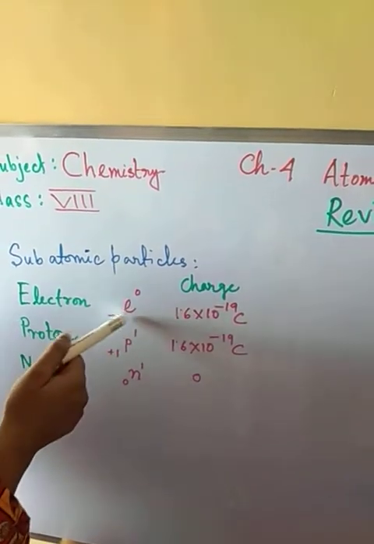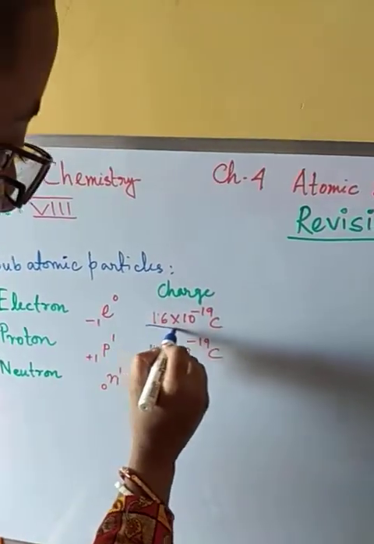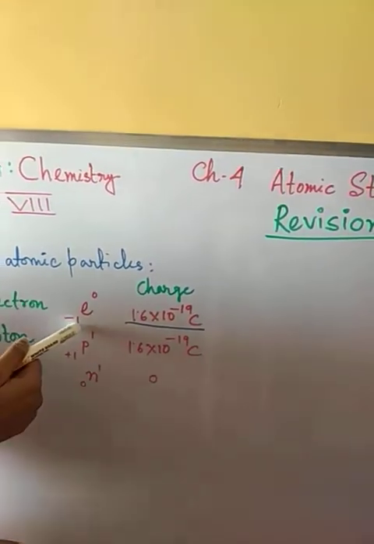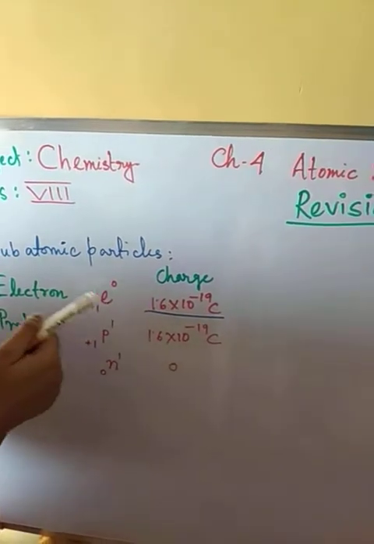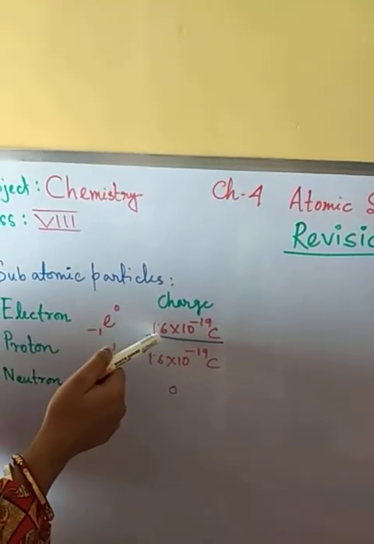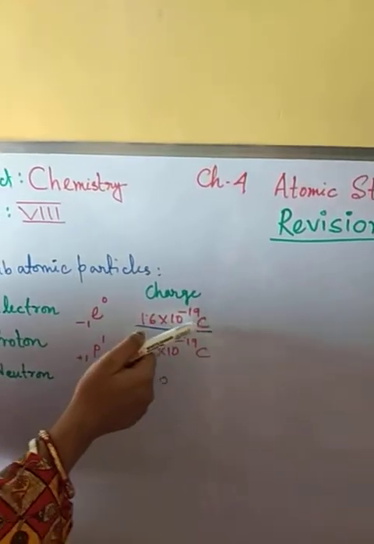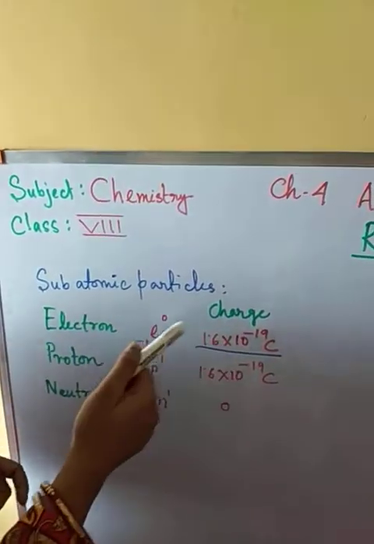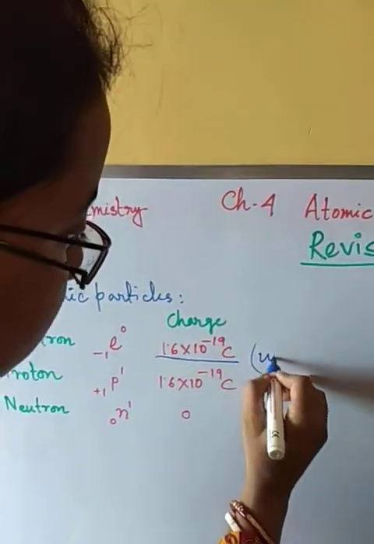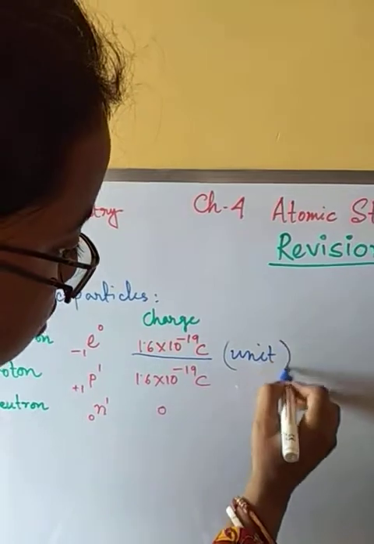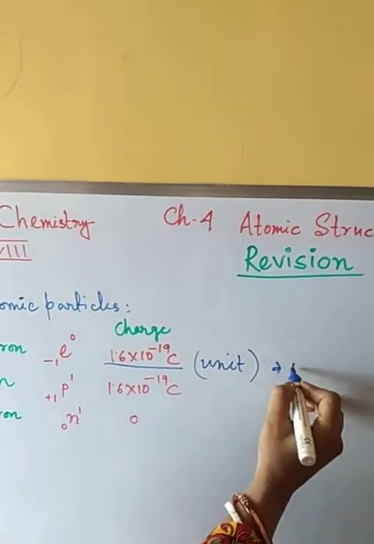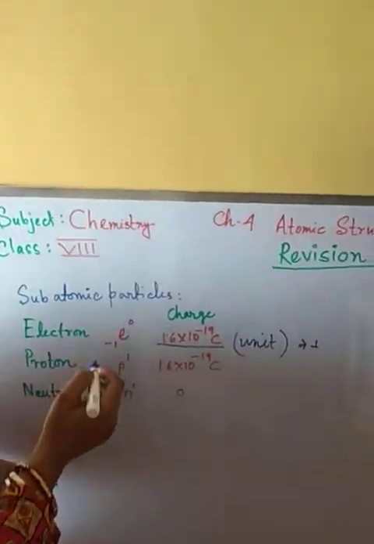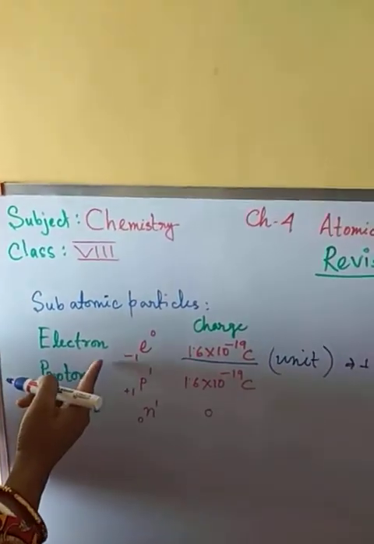It's a negatively charged particle. Its charge is 1.6 into 10 to the minus 19 coulomb, which is the unit charge. So that's why we will be taking it as 1 unit of negative charge. This is the lowest possible charge, so this can be taken as unit charge. So electron we will represent in this manner: E0 minus 1. Why minus? Because electron is a negatively charged particle.